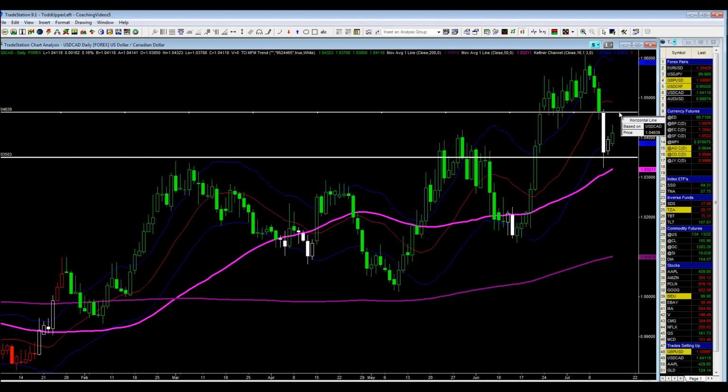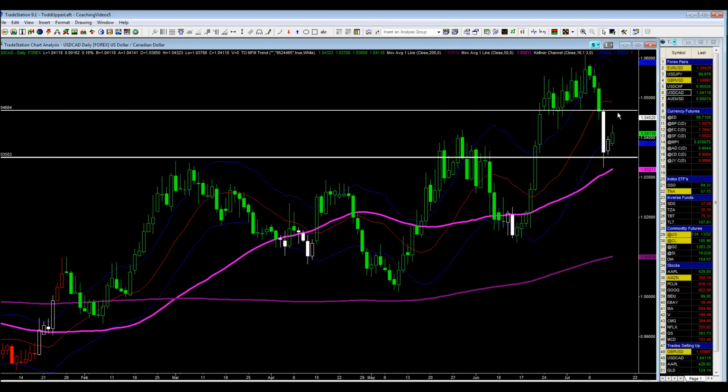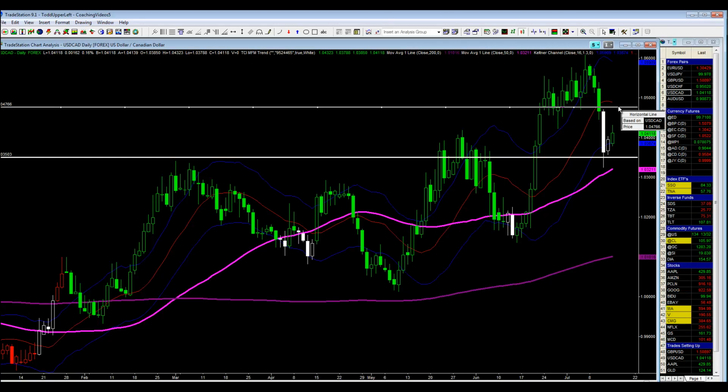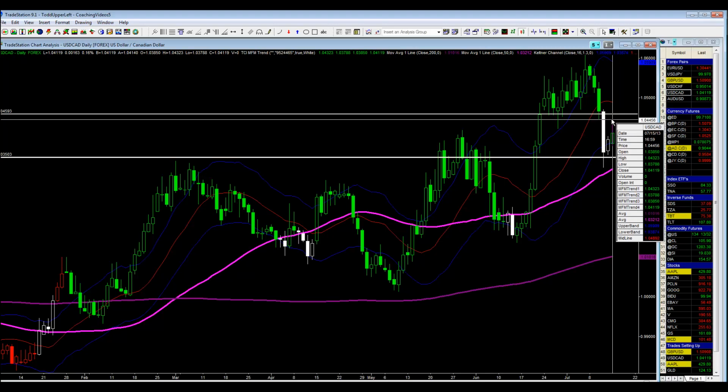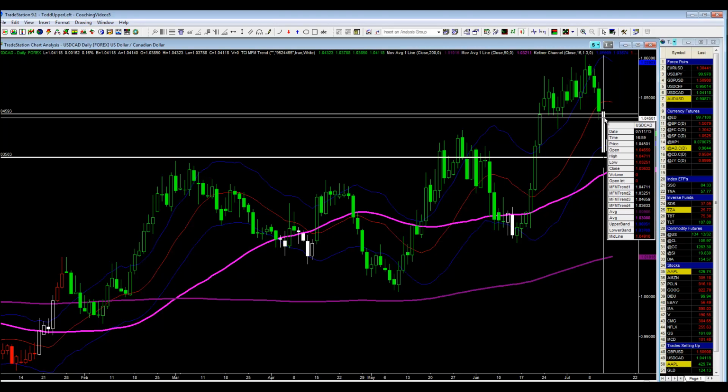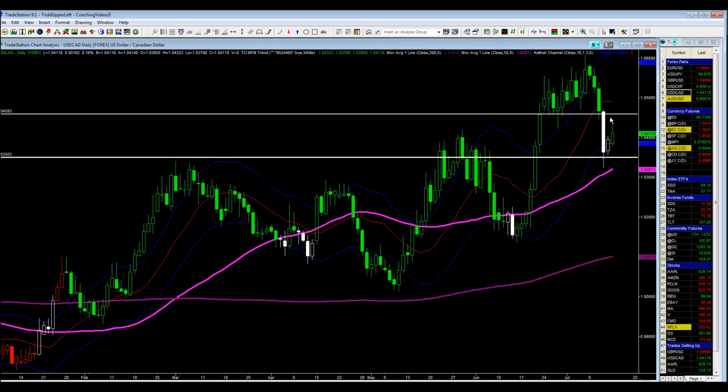104.59 is right up here. It is slightly lower than the high of Thursday at 104.71, so about 15 pips lower than that. All right, so there you have it.